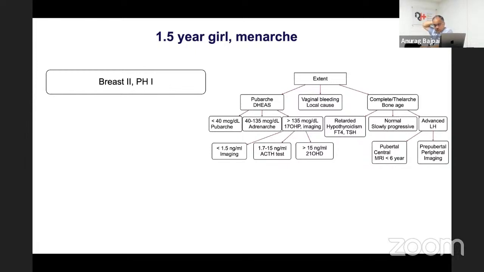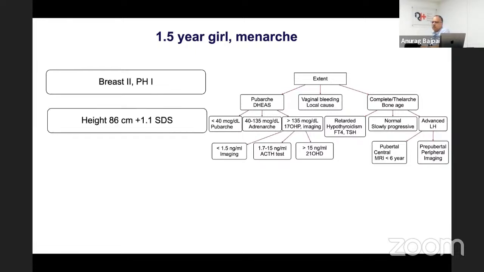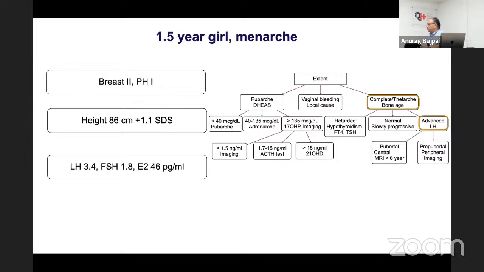Central is slightly less likely, but central and peripheral both should be considered. But with breast stage 2, we would be making it less likely. So anyway, you will get the reports. Her height is 86 and your LH is 3.4, FSH is 1.8.